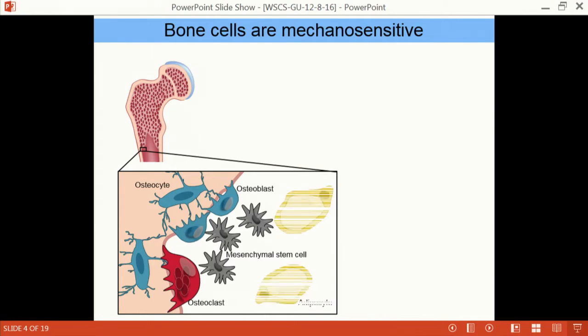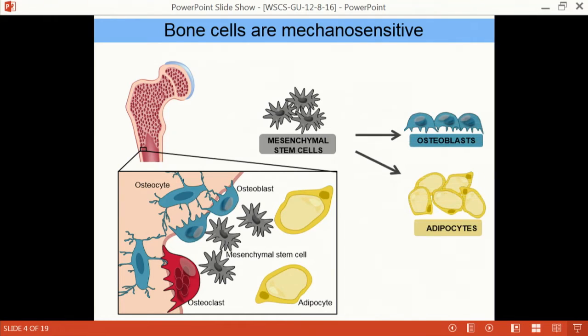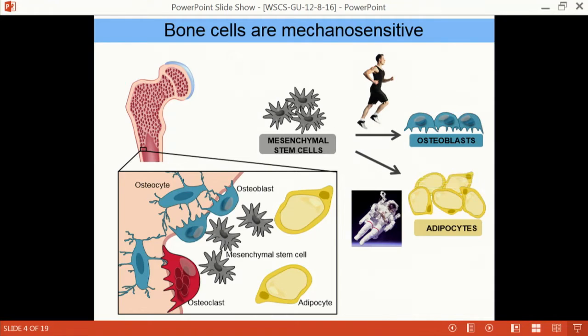And since they can also differentiate into fat, we have plenty of fat cells in the bone marrow as well. So the topic of the talk today is how mesenchymal stem cells are regulated by mechanical challenges. It's been known that if you exercise and live a healthy lifestyle, your mesenchymal stem cells are going to be osteogenic. And conversely, if you are not exercising well or you're in space, for example, your mesenchymal stem cell is going to be more adipogenic and less osteogenic.